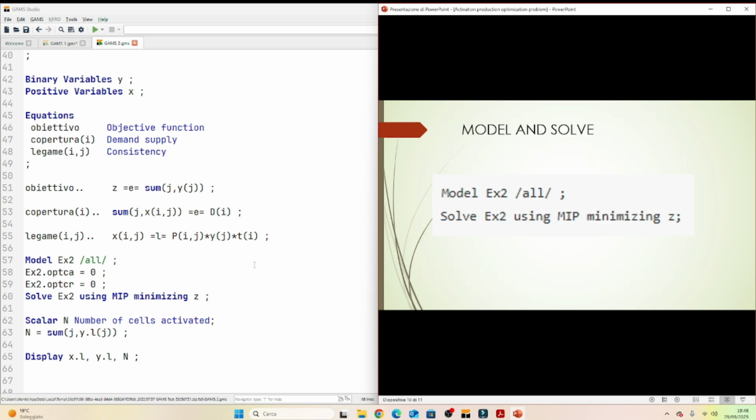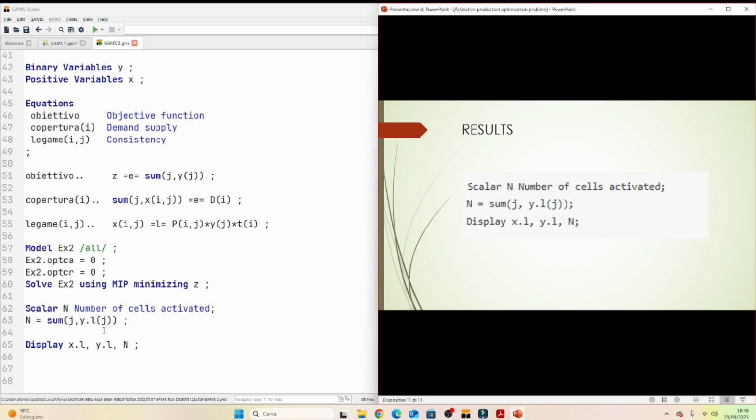We need to solve the model using mixed integer programming because we have binary variables, minimizing z, the number of cells that we need to open. And in the end, we want to display the final results with a post-process number, which is the number of cells activated, essentially the sum of all the cells that are being activated.